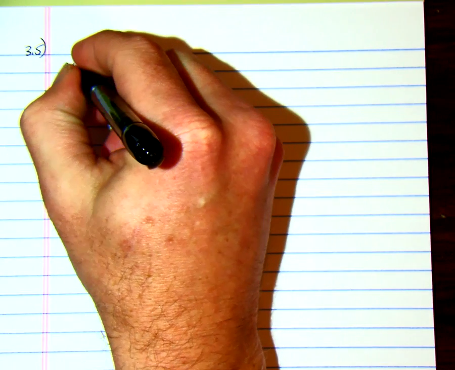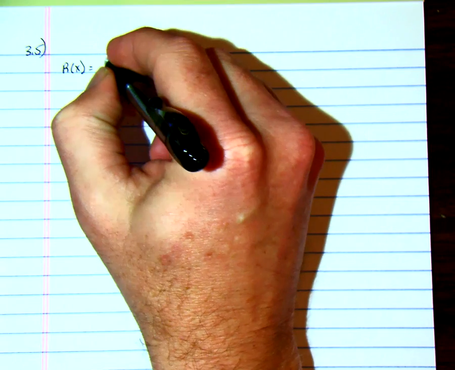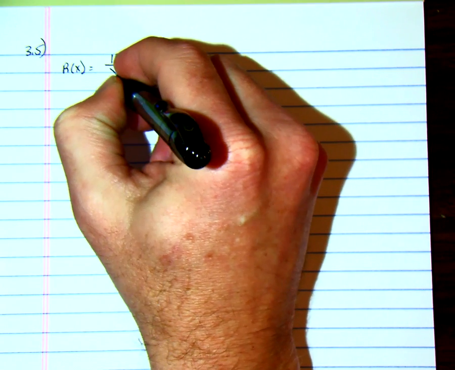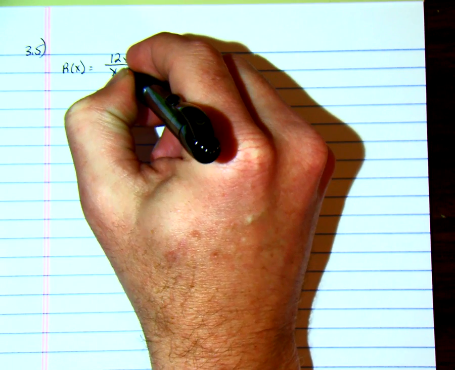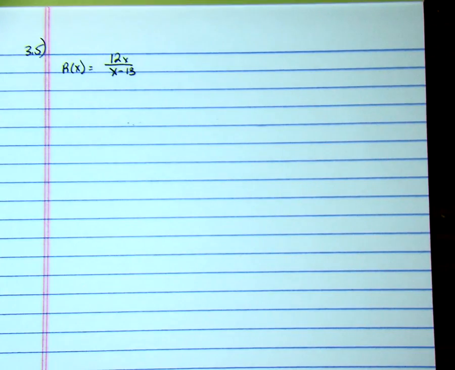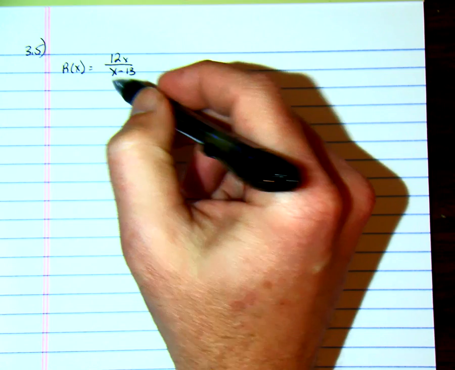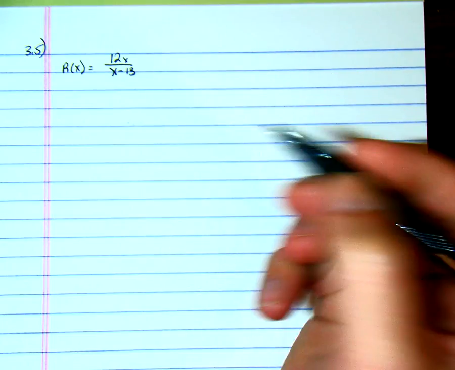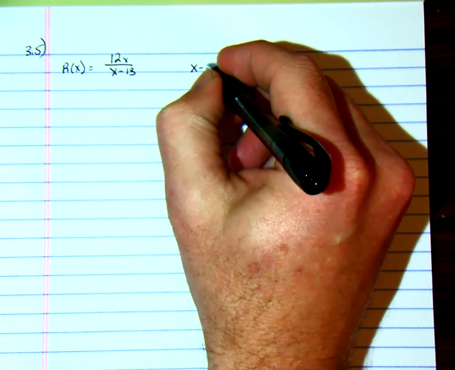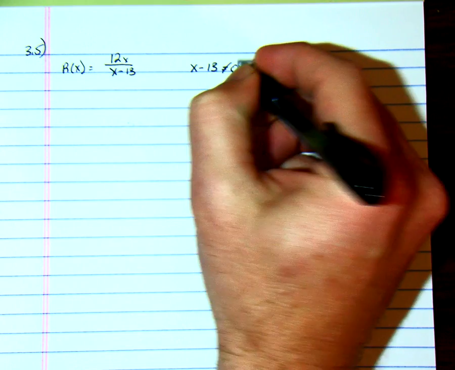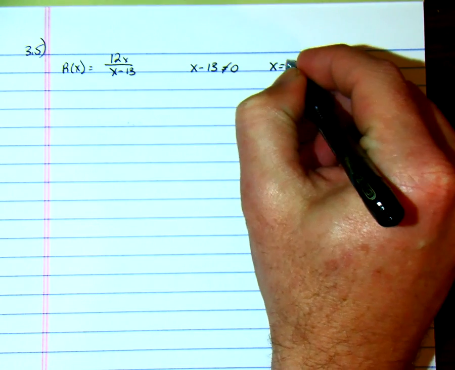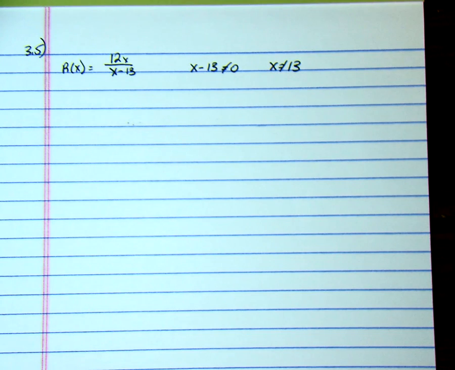Anyway, number one, we're going to be given a function r of x is equal to 12x over x minus 13. And we are again asked for the domain restriction. Again, a domain restriction is created when either we have a 0 in my denominator or I'm trying to take the square root of a negative number. This has a 0 in the denominator. I know that x minus 13 cannot be equal to 0. So that means that x cannot be equal to 13. I will have a domain restriction there. Okay? And all it's asking me for is what that domain restriction is.